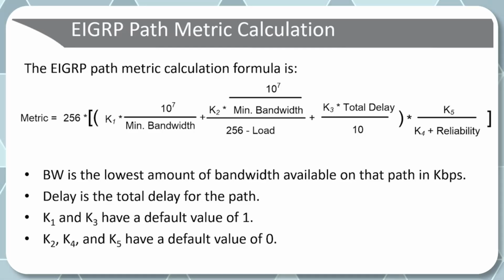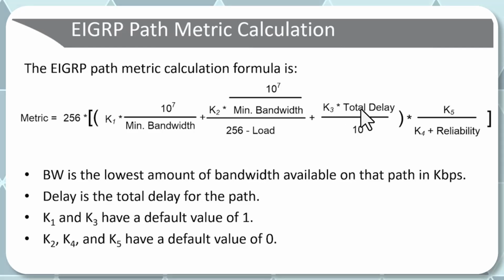Now, what is the meaning of minimum bandwidth here? For example, you have 5 routers connected and the minimum bandwidth is 10 Mbps. Maybe some routers are connected via 100 Mbps, some routers are connected via a 1 Gbps link, and some router in between is connected by 10 Mbps. Then that 10 Mbps will be taken. So it depends on bandwidth and it depends on load. How load works, we will also discuss.